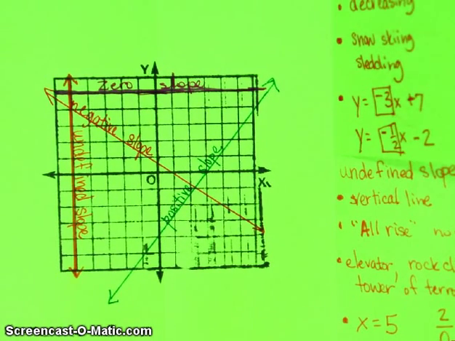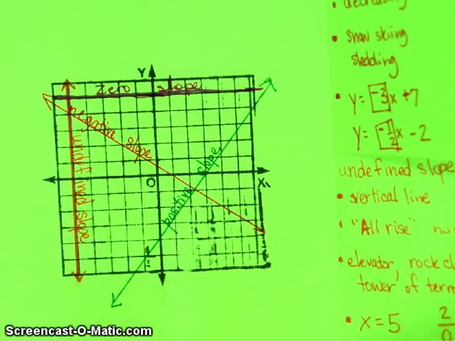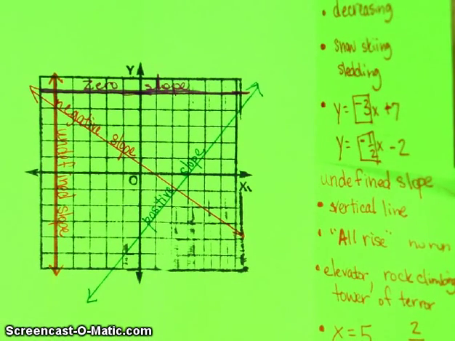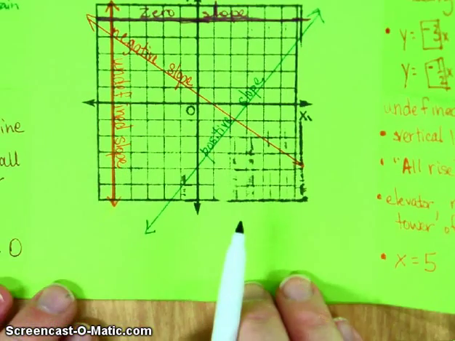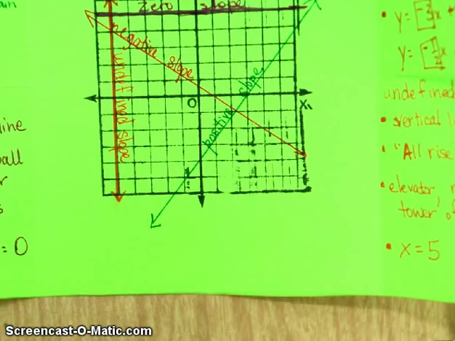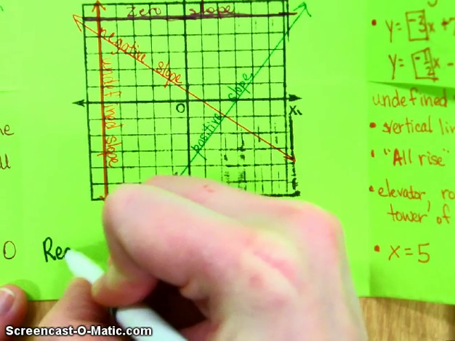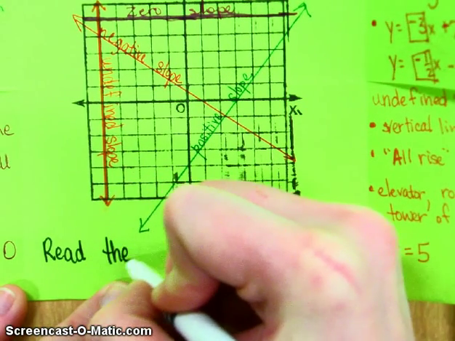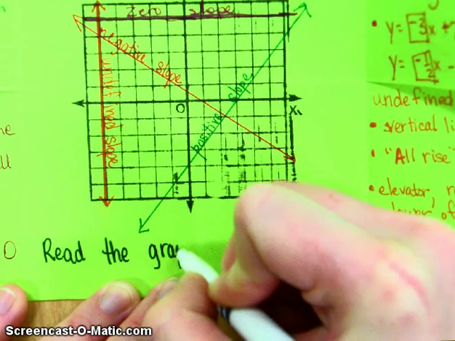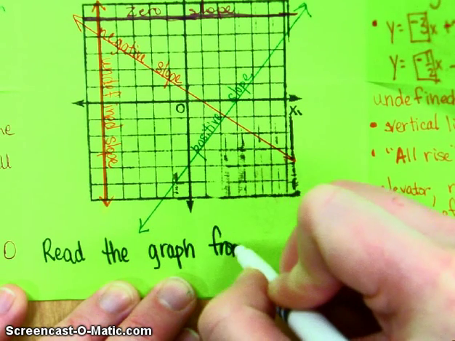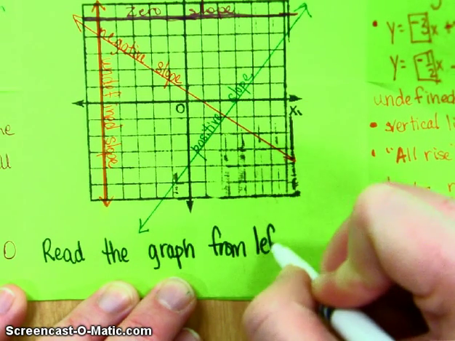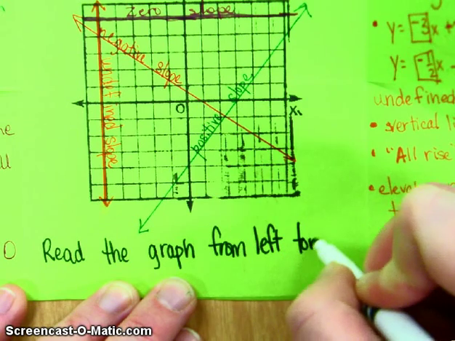I have several students that ask, how do you know whether a line is positive, negative? How do you know which way the line is going? So something that you need to know, and this applies to reading words as well as reading graphs: read the graph from left to right.